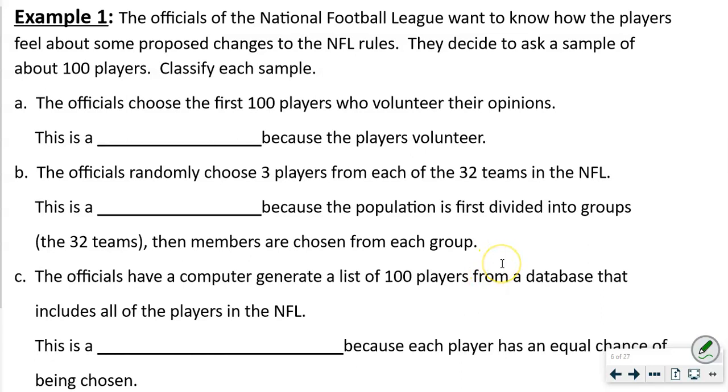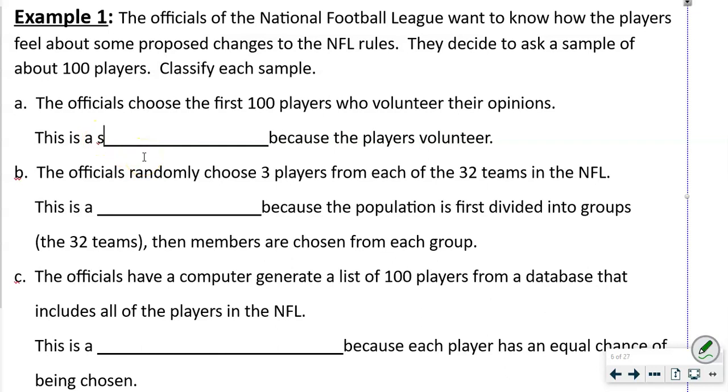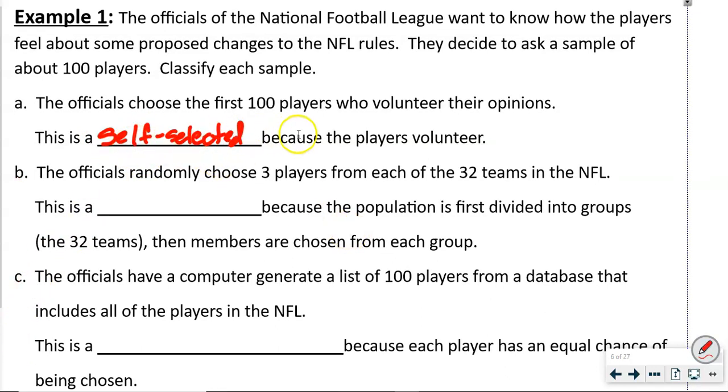It says, example 1, the officials of the National Football League want to know how the players feel about some proposed changes to the NFL rules. They decide to ask a sample of about 100 players, classify each sample. So the first one is the officials choose the first 100 players who volunteer their opinions. So what is this one, y'all? So look back up at the ones that are there. See if you guys can tell me. Yep, this one is self-selected. Okay? Because the players volunteer. Okay? That's the key right there.